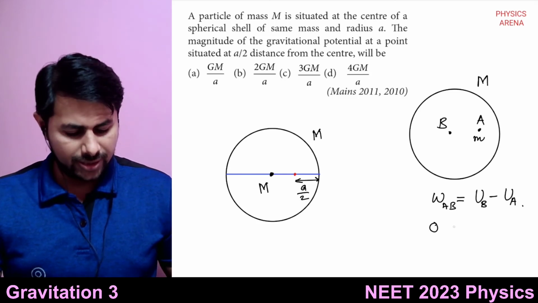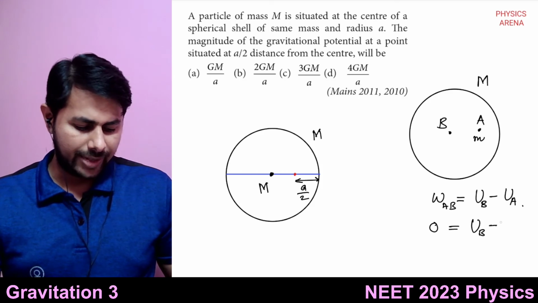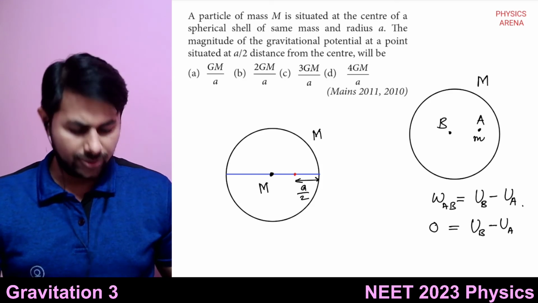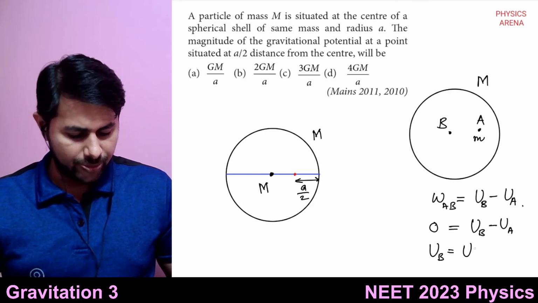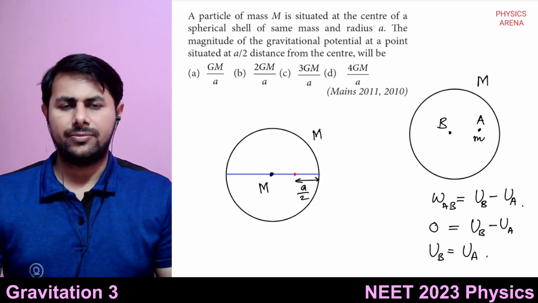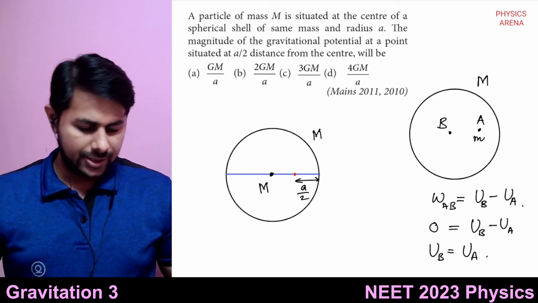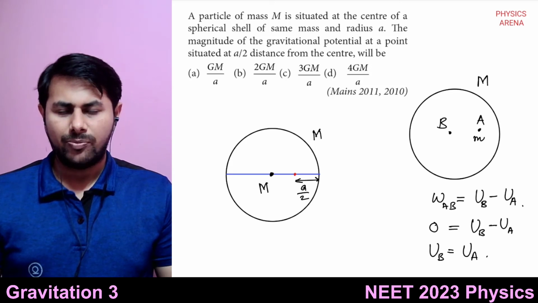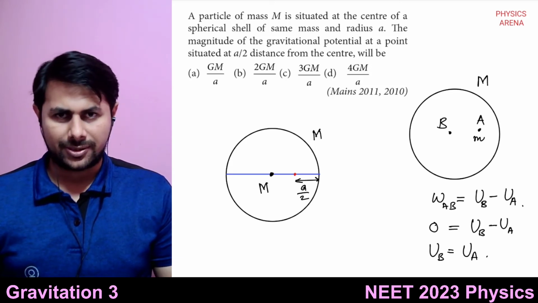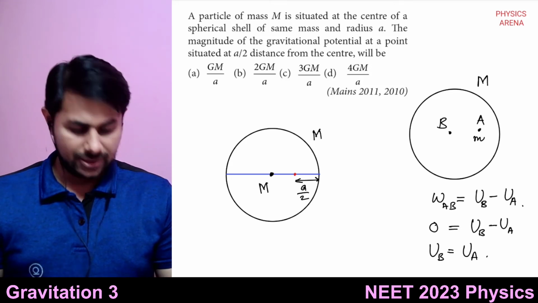And since work done is equal to 0, you can say potential energy at B minus potential energy at A is equal to 0, or potential energy at B is equal to potential energy at A, right? Then see, now how do we define potential? Potential is work done per unit mass, right?